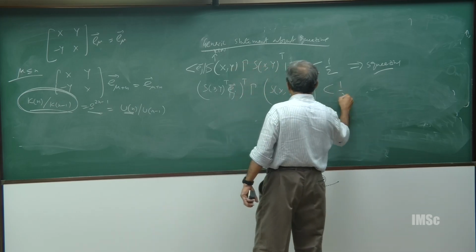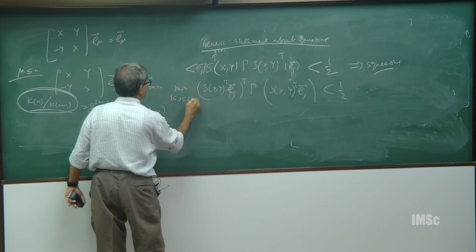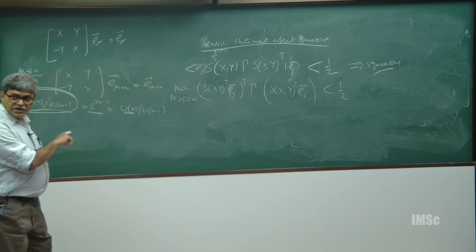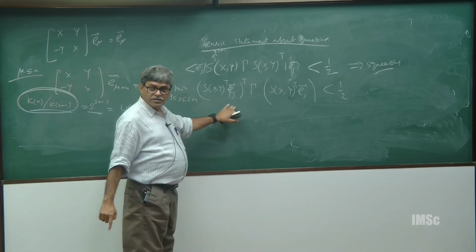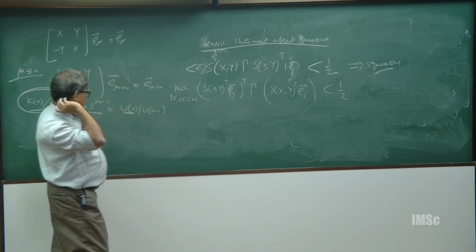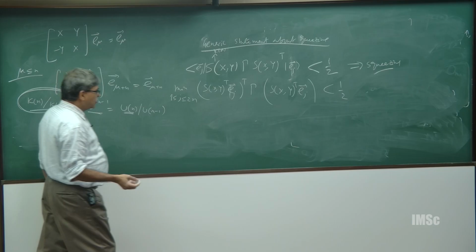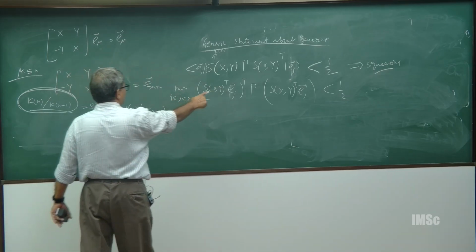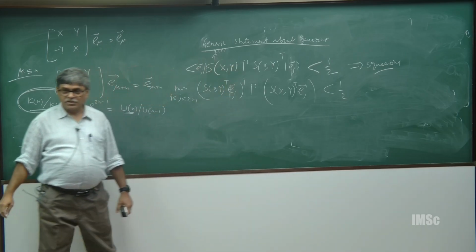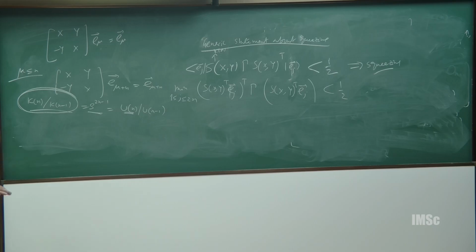So this should be half, minimum over all j. Is that clear? Because the jth entry is basically this one, right? Now, of course S_xy is an element of this K_n, S_xy transpose is also an element of K_n. That is not an issue.